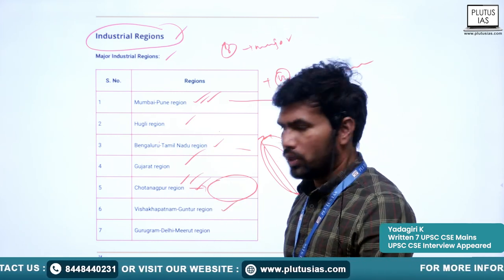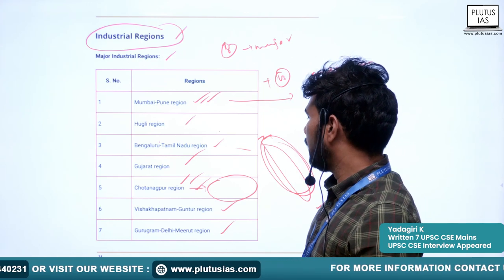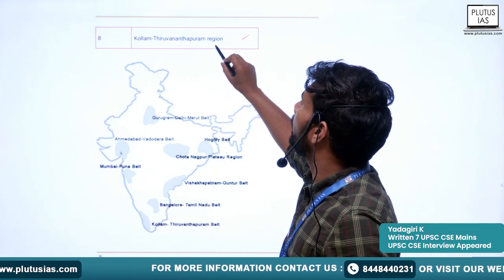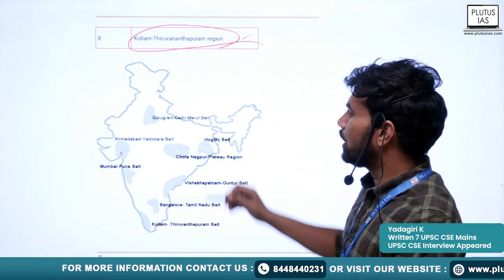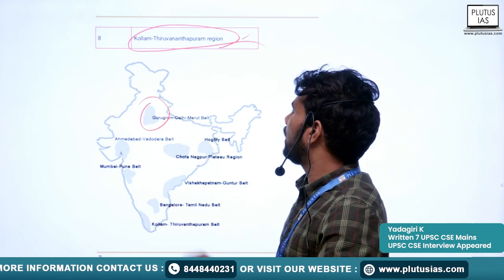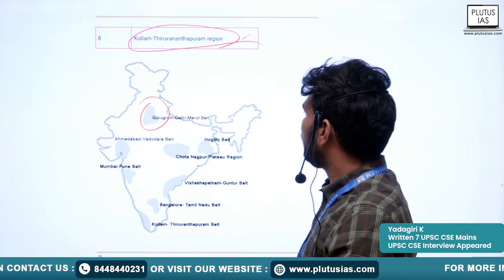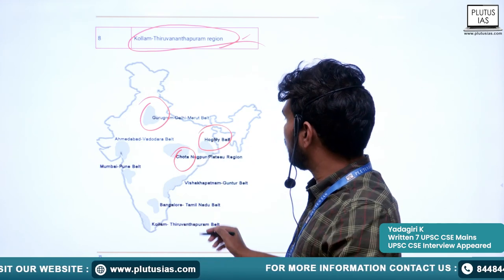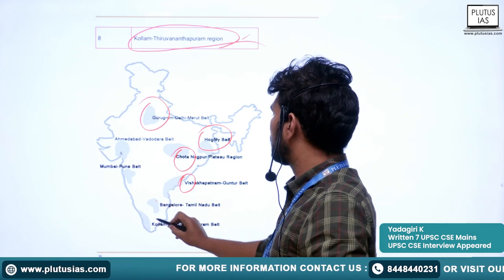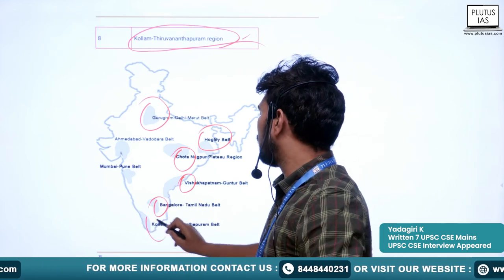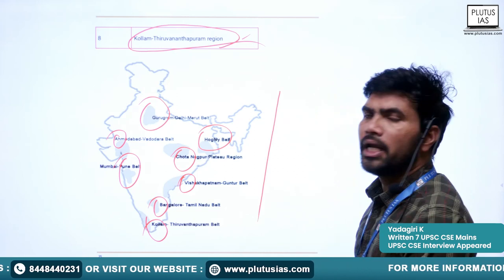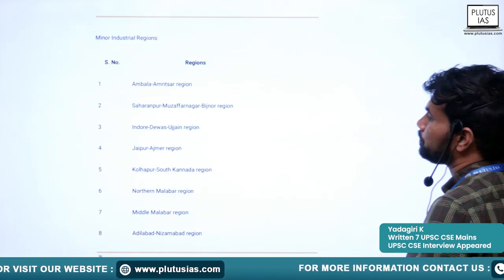Next is Visakhapatnam Guntur region, Gurugram, Delhi, Meerut region. This is the seventh region. Next one, last one, is Kollam, Thiruvananthapuram region. So here in the map you can see this is Delhi, Gurgaon, Delhi, Meerut belt, it is Hooghly belt, this is Chota Nagpur plateau region or belt, this is Visakhapatnam Guntur belt, this is Bangalore Tamil Nadu belt, this is Kollam Thiruvananthapuram belt, this is Mumbai Pune belt, and this is Ahmedabad Vadodara belt. Right, these are the 8 major industrial regions.